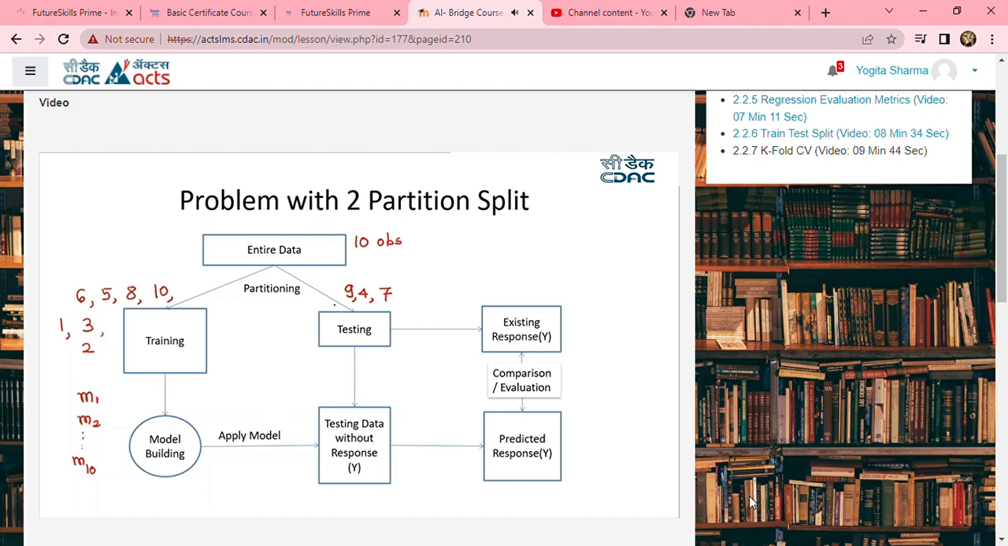If it happens that the 9th, 4th, and 7th contain some important patterns for model building, then we will miss them out. Hence, this train test split is handicapped by the fact that not every observation from the data gets a chance to participate in model building, and not every observation gets a chance to be evaluated in the test data set. As against that, let's look at how k-fold cross-validation works.